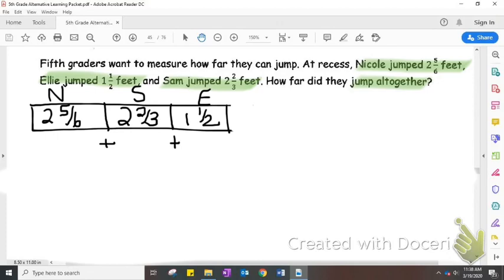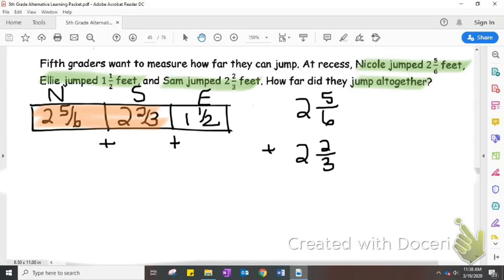Okay, so you can go about this a couple different ways. It doesn't matter the order in which you add. I'm going to start by finding the sum of how much Nicole and Sam jumped. And then once I find that sum, I'll add the amount that Ellie jumped to that. 2 and 5/6 plus 2 and 2/3.